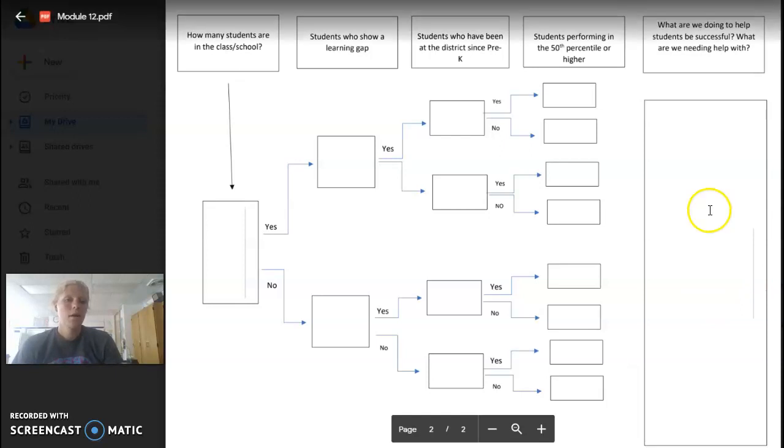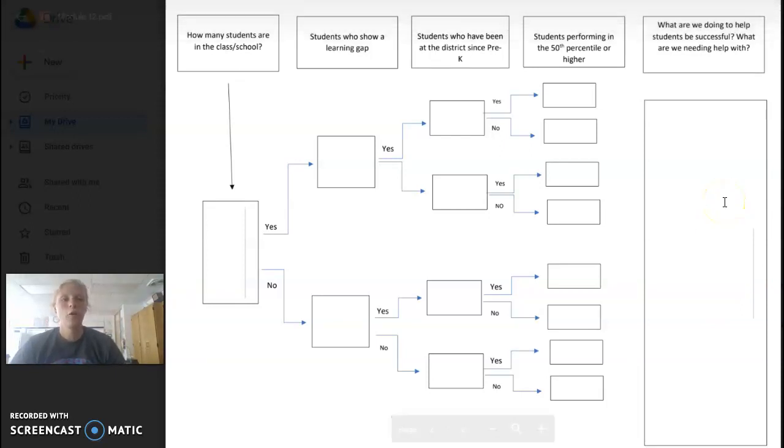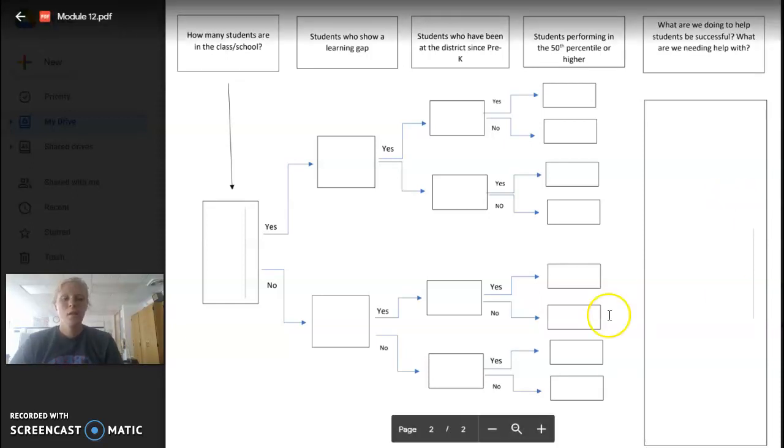And then my last box is: what are we doing to help the students be successful and what are we needing help with? So do we have something in place that is helping these students with their learning gaps? Is there something we can help with, especially with students that are moving in, or do we have extra time for these students? So that is my data protocol, and I hope you enjoyed it.